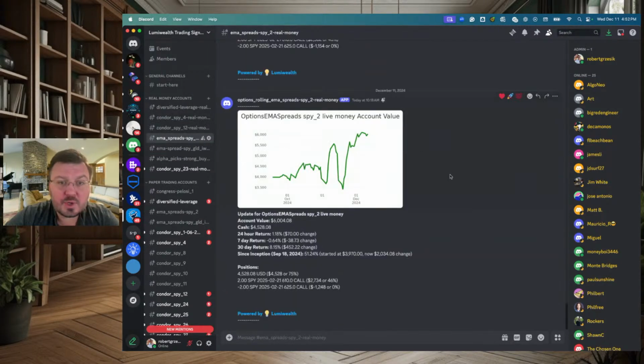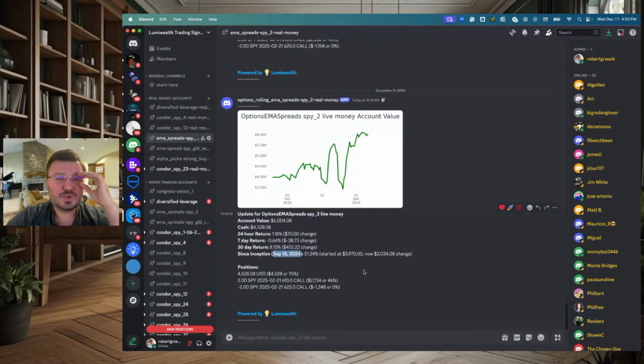This is the one with real money. This is what mine looks like. So I put in about $4,000, $3,970 into this. I'm up already $2,000, or I'm up about 51% since buying this in September. So this is September, October, November, December, about 3 months, not even 3 months. I'm up 50% already using this algorithm, right?